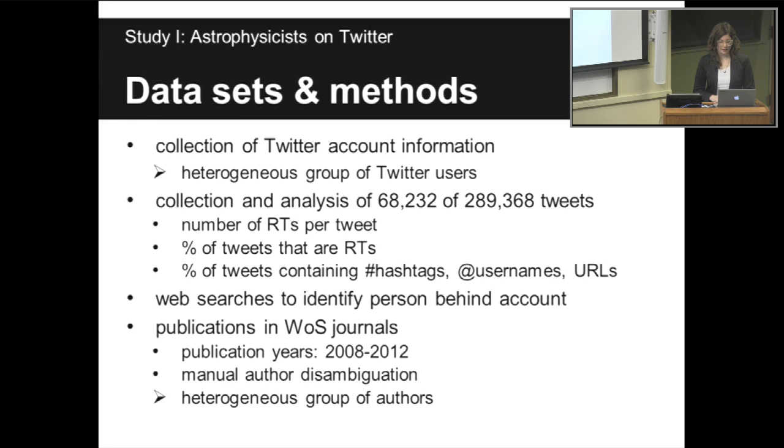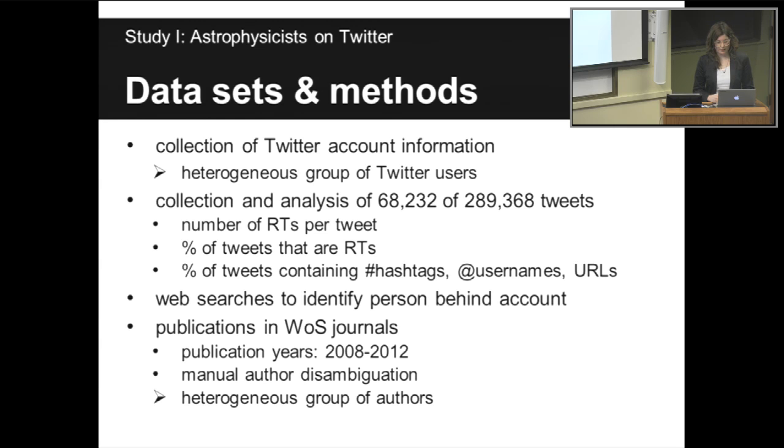We could identify from the information collected by the API the number of retweets per tweet, so how many times other people would retweet it. Also the percentages of the tweets by a user that were retweets from other people. And the tweets containing hashtags, usernames, and URLs, because we wanted to figure out the characteristics and the type of use of those people.